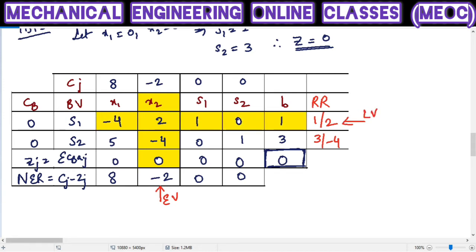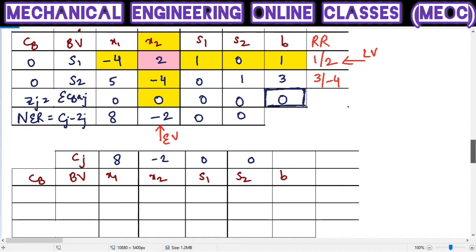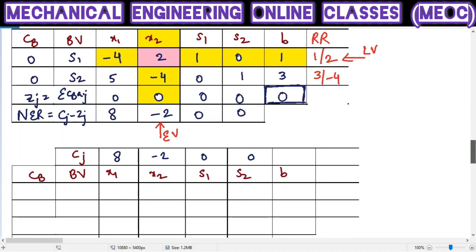So the intersection of S1 and X2. X2 is the pivot column or key column. S1 row is the pivot row or key row. The intersection of those is the pivot element or key element. Here it is 2. Now once we know the entering variable, leaving variable and the key element, we are all set to write the modified simplex table.